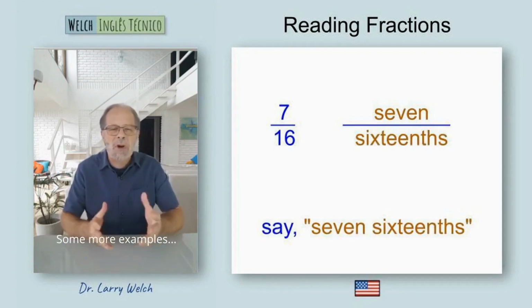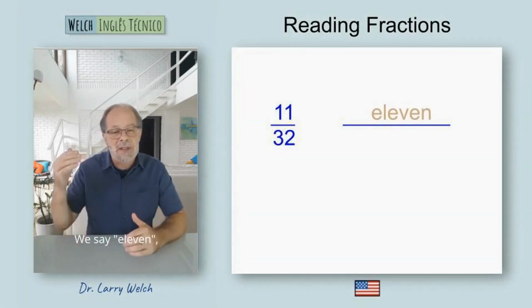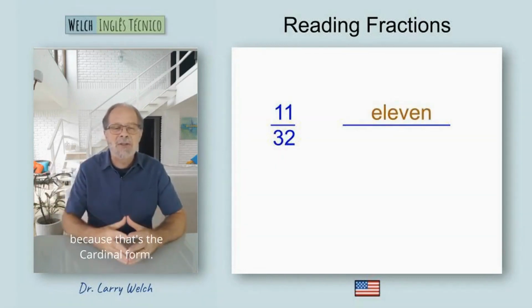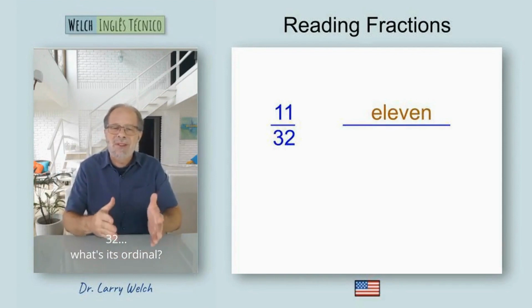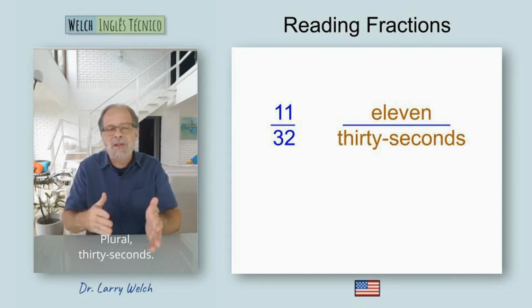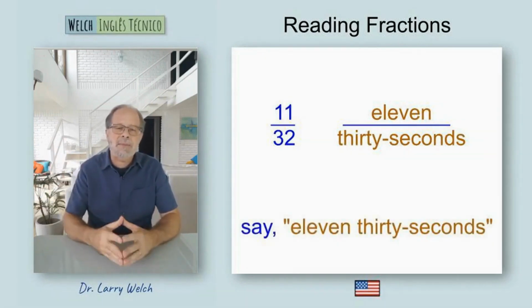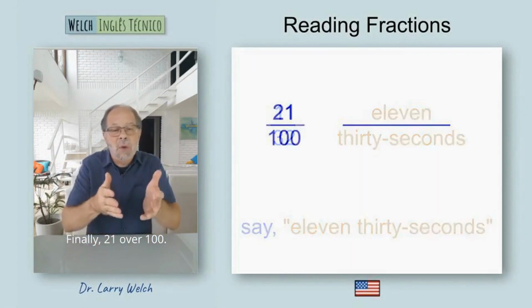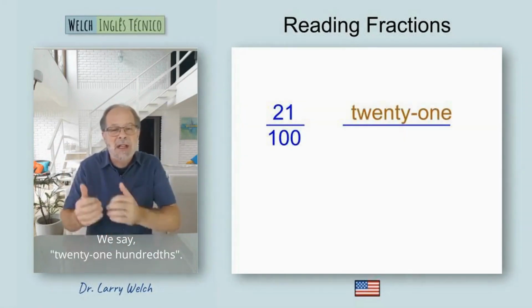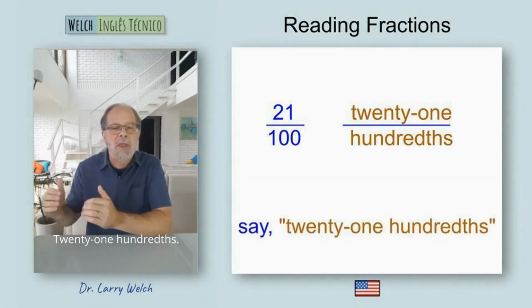Some more examples. 11 over 32. We say 11 because that's the cardinal form. 32, what's its ordinal? 32nd. Plural, 32nds. So we have 11 32nds. Finally, 21 over 100, we say 21 hundredths.